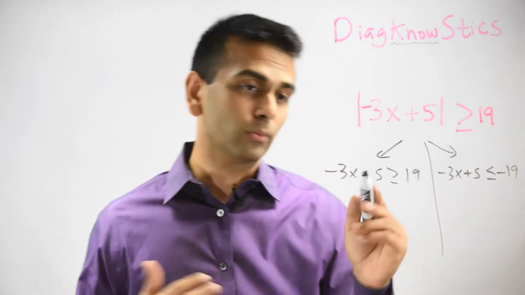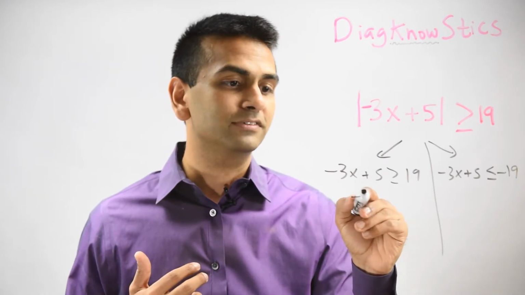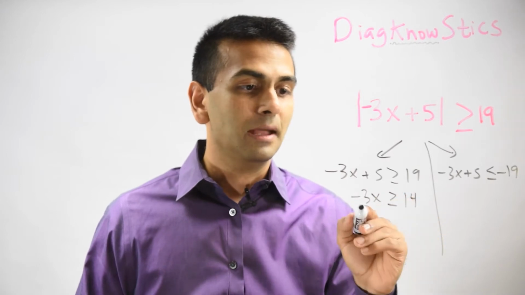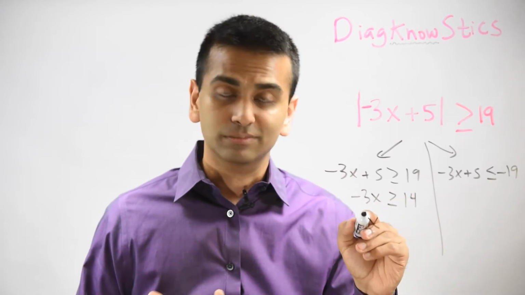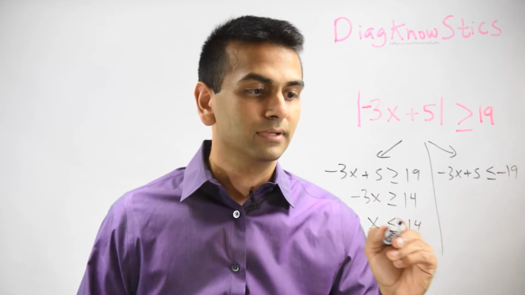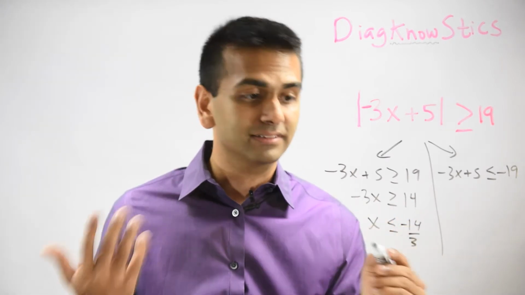So when we solve it, subtract 5 from both sides, so -3x is greater than or equal to 14, and then divide by negative 3. Because we're dividing by a negative, we flip the sign, so it'll be less than or equal to negative 14 thirds.